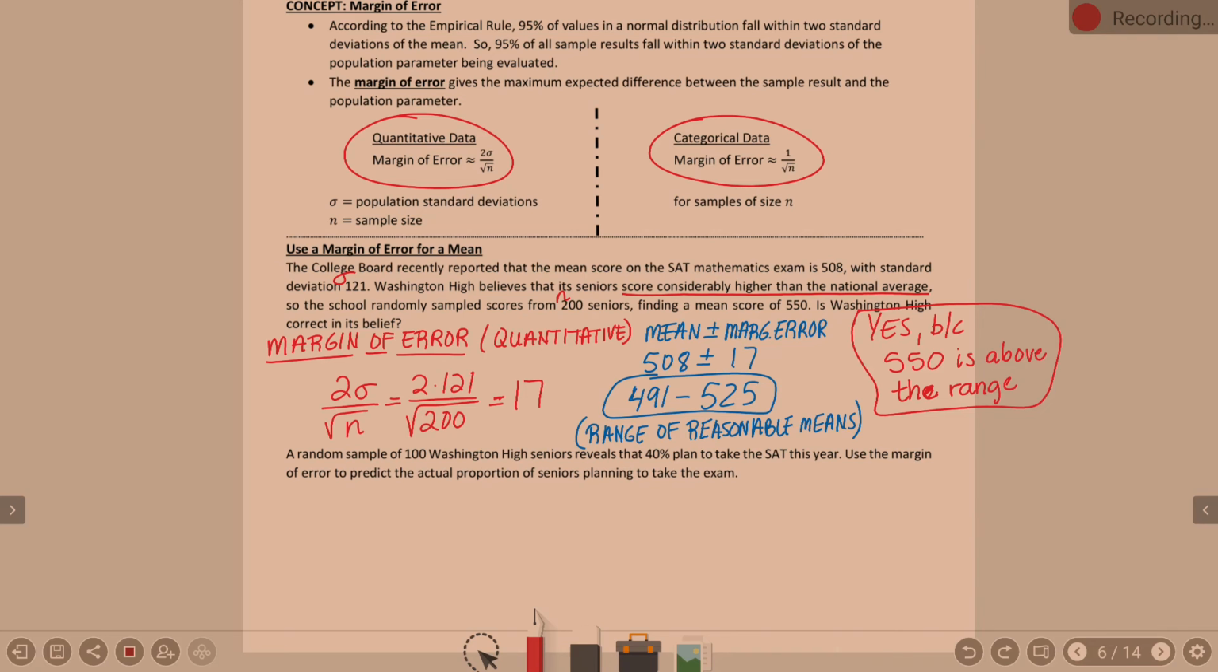Second part when you're ready. A random sample of 100 Washington High seniors reveals that 40% plan to take the SAT this year. Use the margin of error to predict the actual proportion of seniors planning to take the exam. Okay, so they're telling us to use the margin of error, which means we're going to have to find the margin of error, yes?